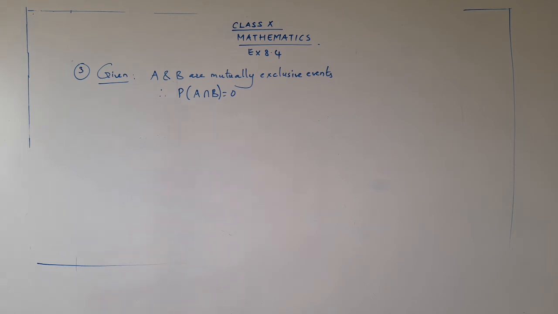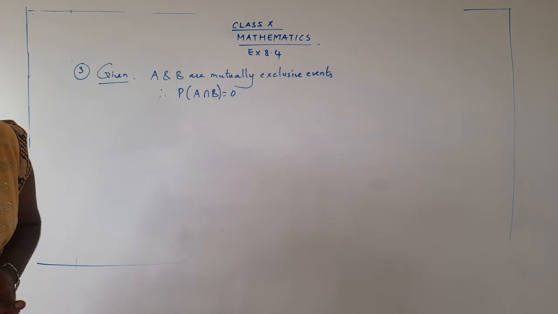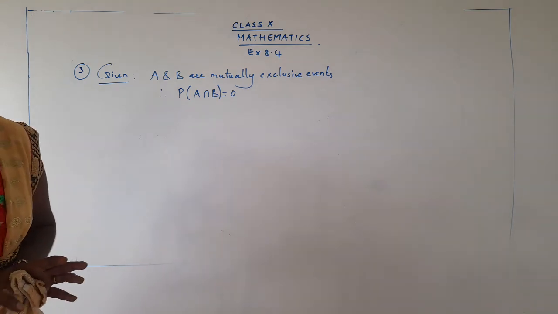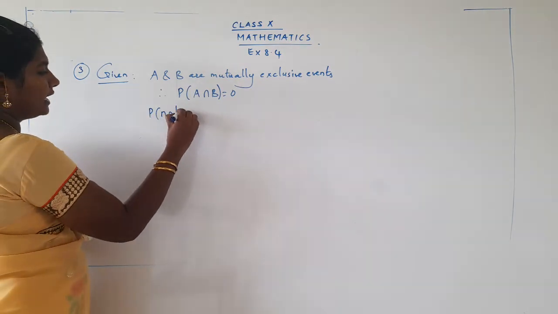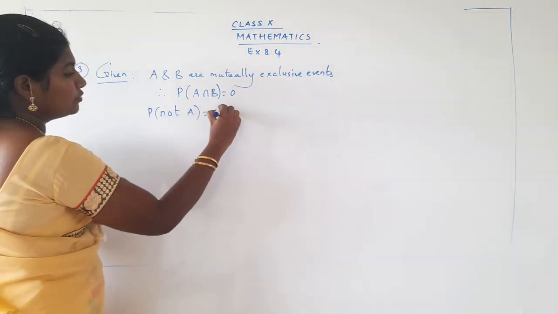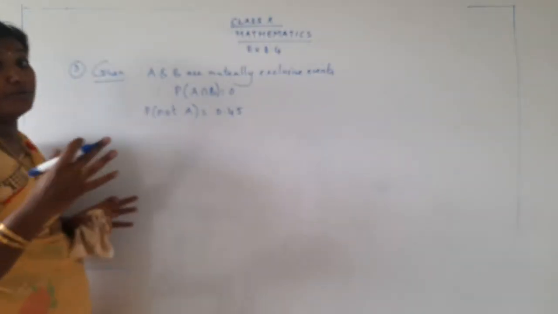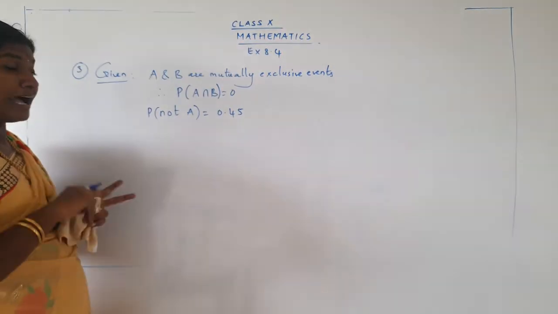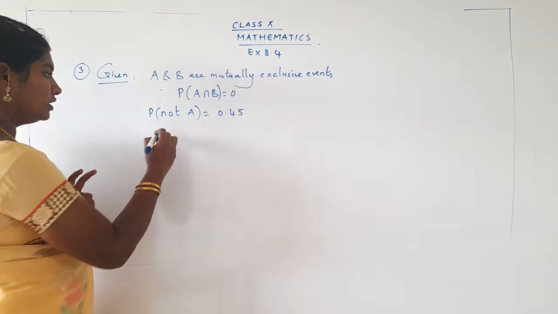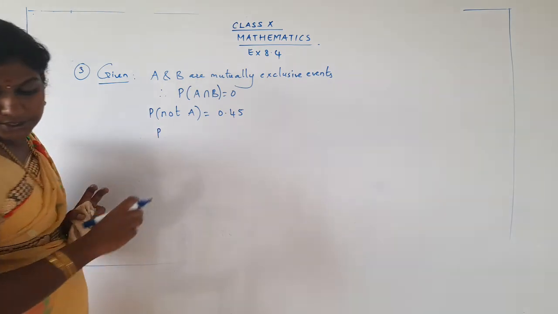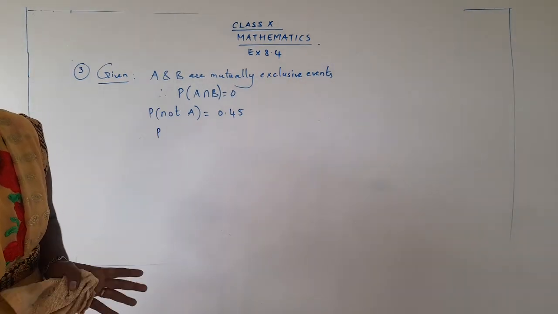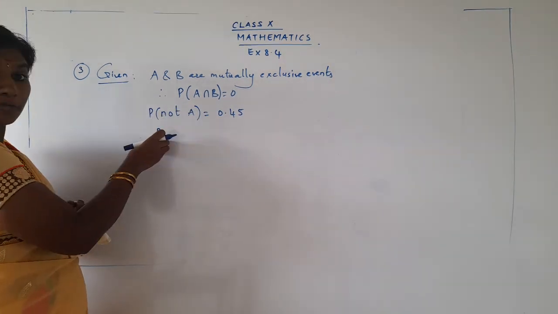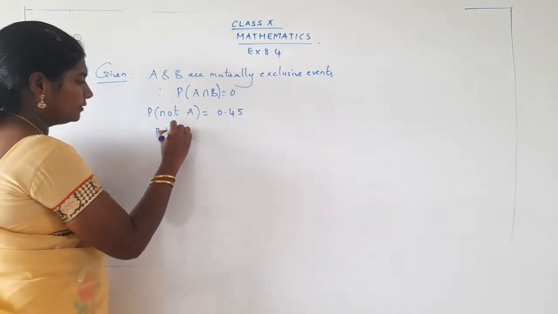Now just see the next thing that is given to us. They are saying that P of not A is equal to 0.45. That means I don't know the value of probability of A, so I have to find it. The question is to find probability of B, but from this part I will find probability of A.